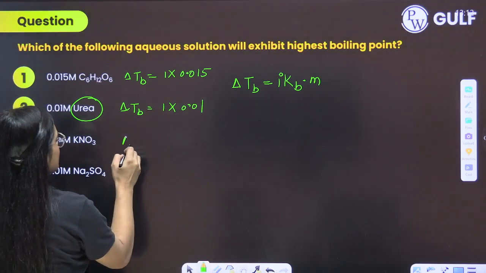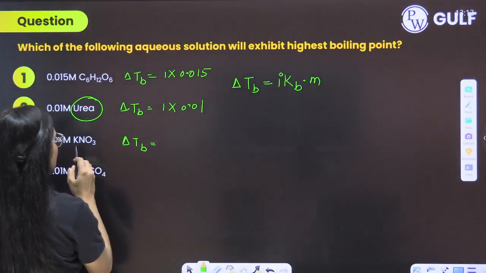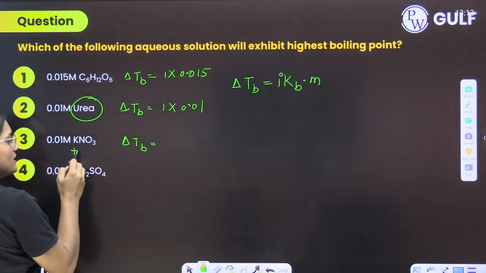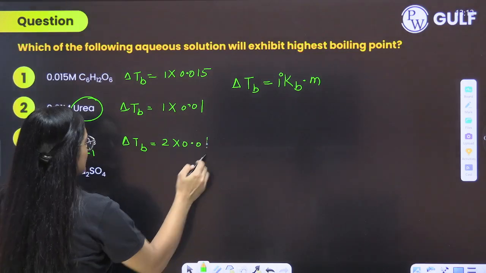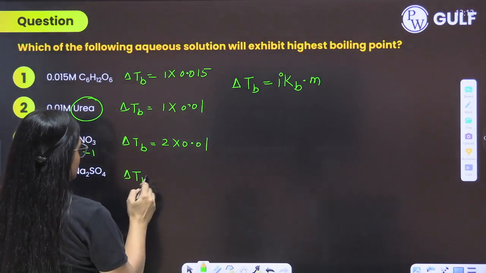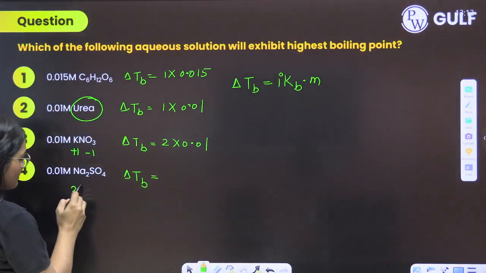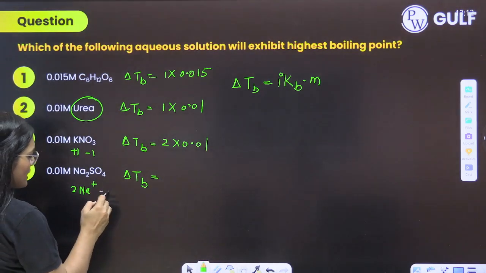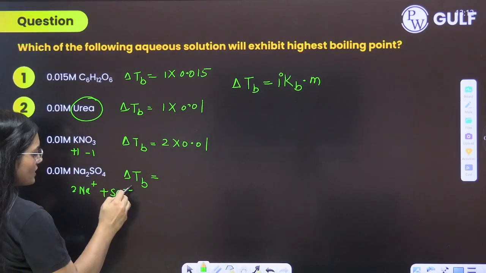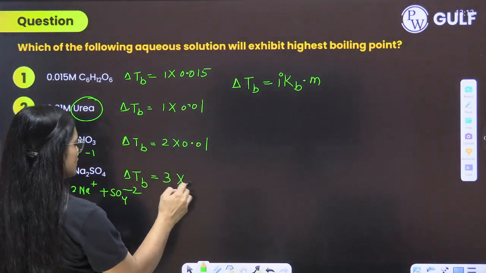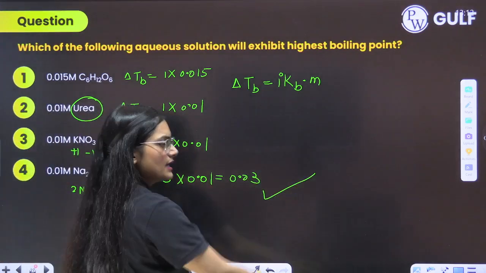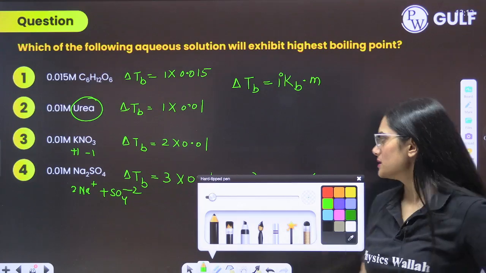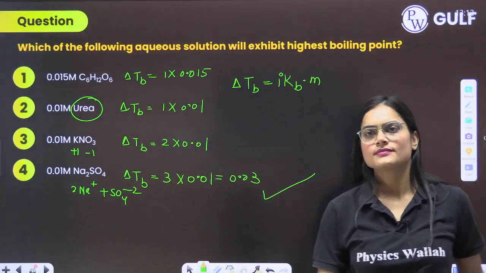For this one, delta Tb is equal to the i value for KNO3, plus 1 and minus 1, 2 ions you will be getting, 2 into 0.01. So here delta Tb is equal to 2 Na+ and 1 SO4 2-, so in total you are getting 3 ions, 3 into 0.01. It is maximum for option 3. That is why option 3 here is the right answer. Next one, guys.